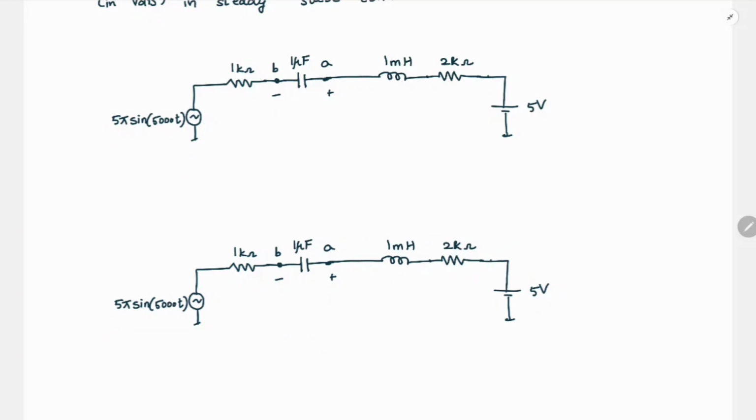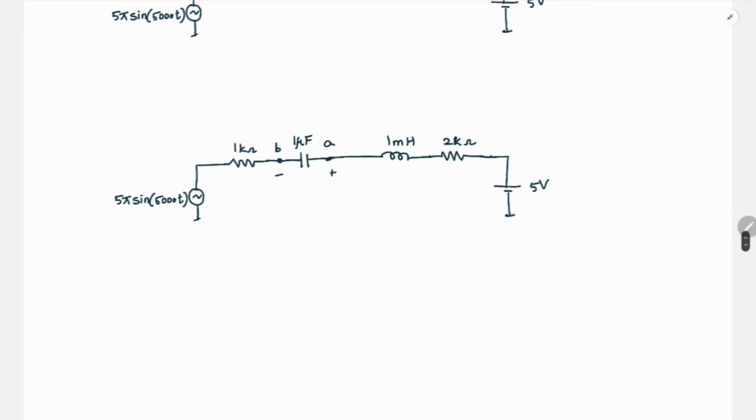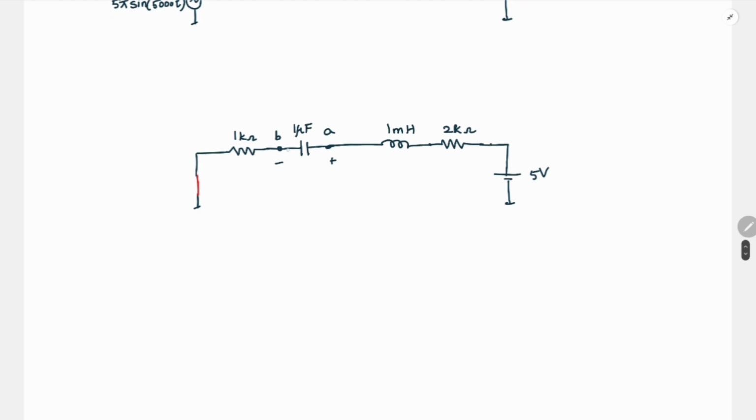In DC sense, we know in steady state, capacitor will be open and inductor will be short, right? So we can also solve this by using superposition principle, where first we take one of the sources, find the VAB average value, and then take the other source and find the average value. So in this case, this is going to be short and this is going to be open. So at node A it will be 5 volts and on this side it will be 0 volts.